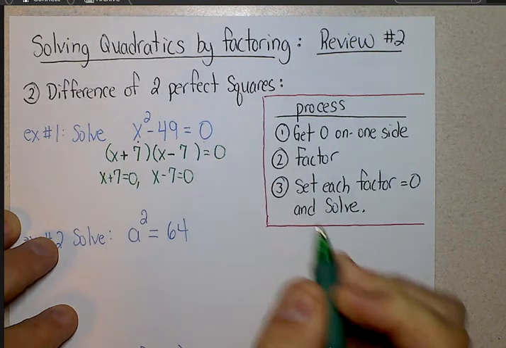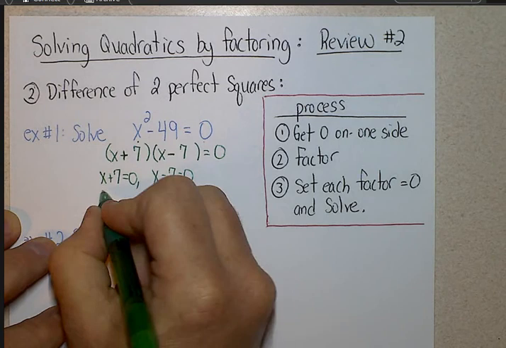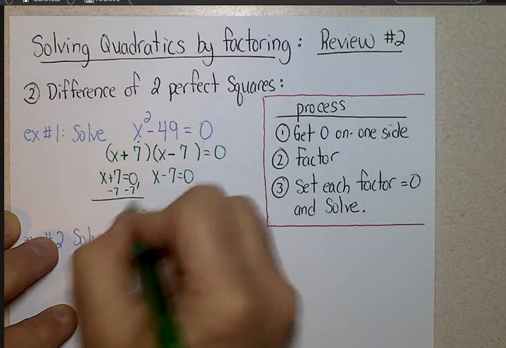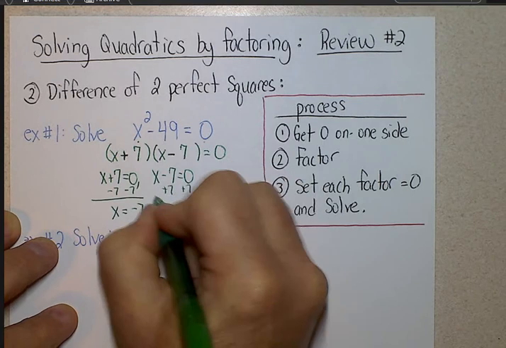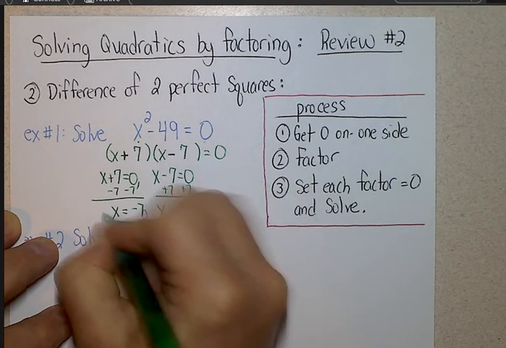And then we solve. Over here, I'm going to subtract 7 from both sides, and I get x equals negative 7. Over here, I'm going to add 7 to both sides, and we get x is equal to 7. And we're done.